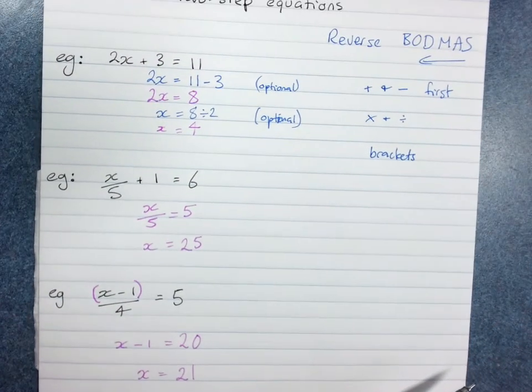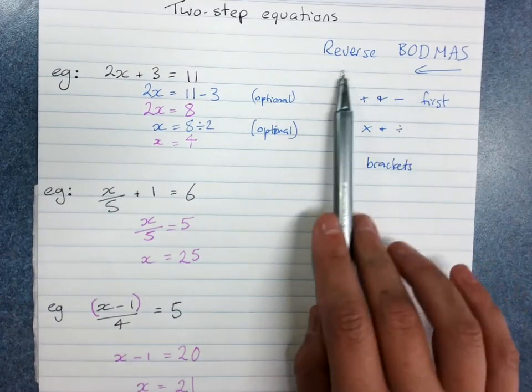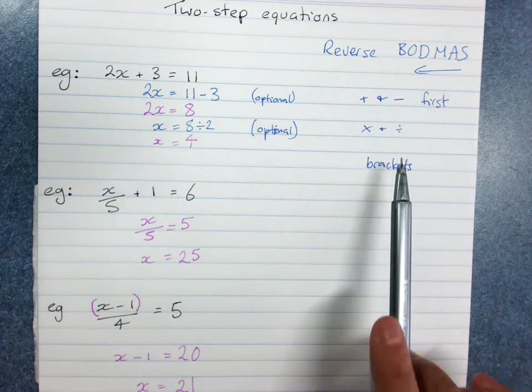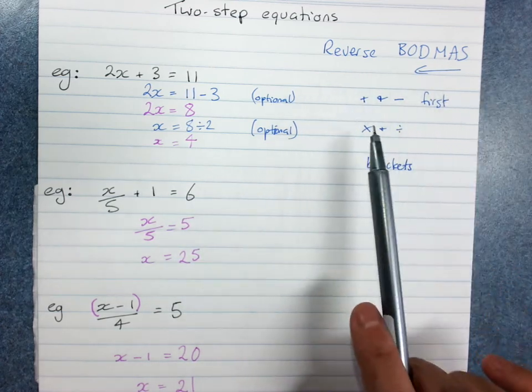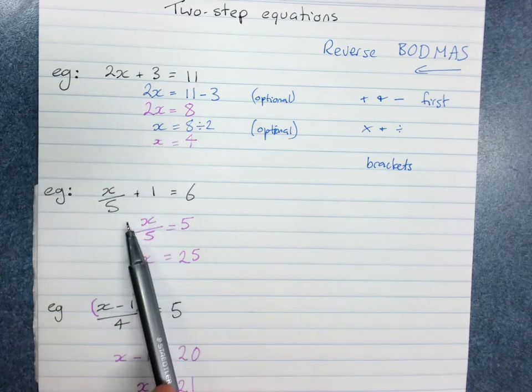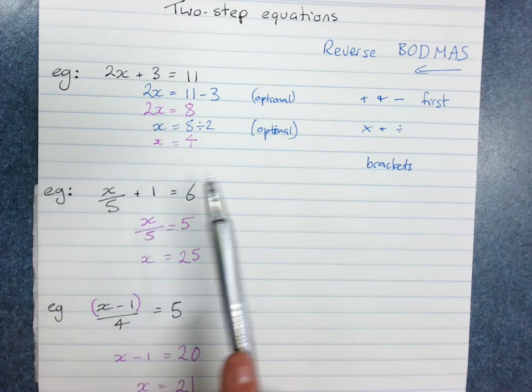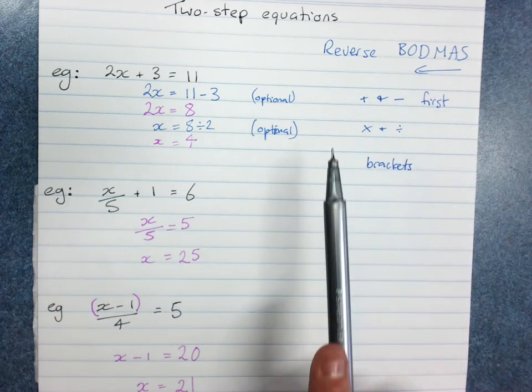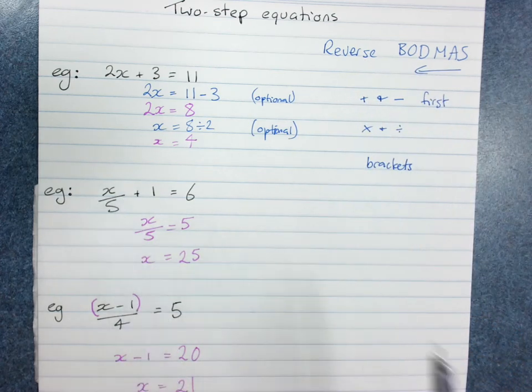So the big thing with reverse BODMAS here, this is how we solve our two-step equations. This is how we work out, do I deal with the 3 first or the 2 first? Do I deal with the 5 first or the 1 first? It's reverse BODMAS because we're reversing what they did to hide that x.